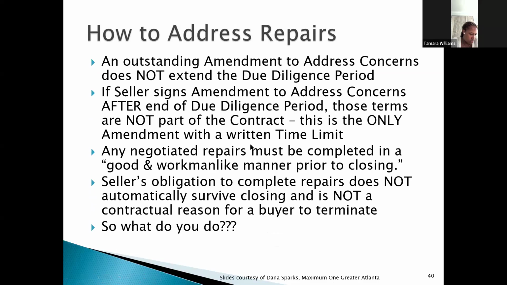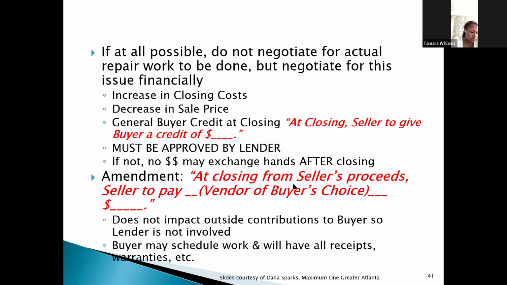All the contract says is repairs are being completed in a good and workmanlike manner prior to closing. That's it. It does not survive closing. If you negotiate for repairs, a seller's obligation to complete repairs does not automatically survive closing and is not a contractual reason for a buyer to terminate. So what do you do? If at all possible, don't negotiate for the actual repair work to be done, but negotiate for these issues financially. Either increase the seller's contribution to the buyer's cost at closing, decrease the sale price, or this is a great way to do it. Negotiate for a general buyer credit at closing.